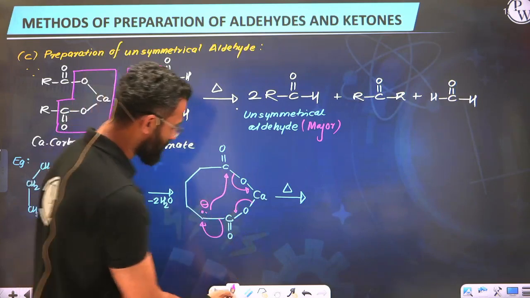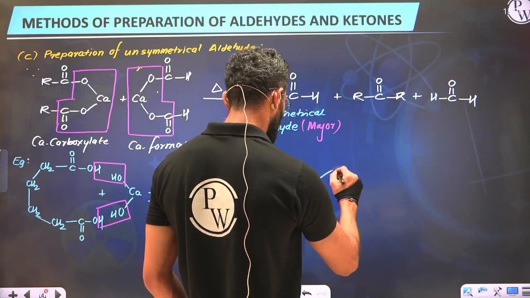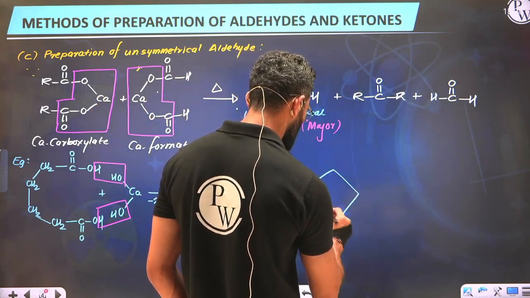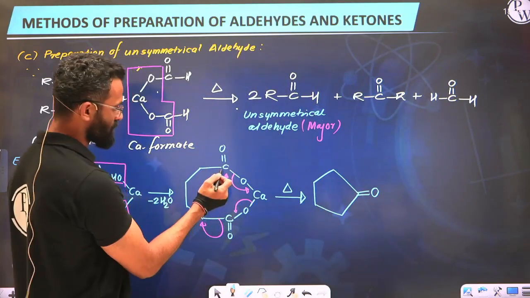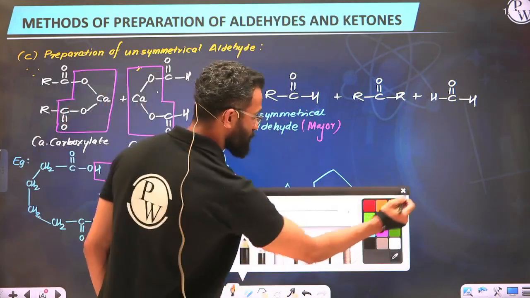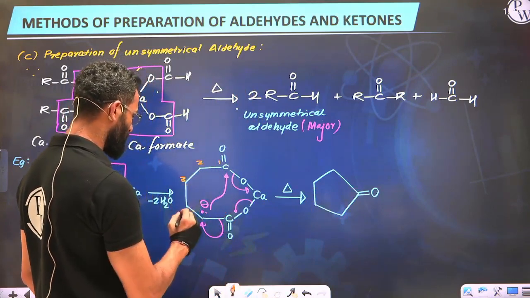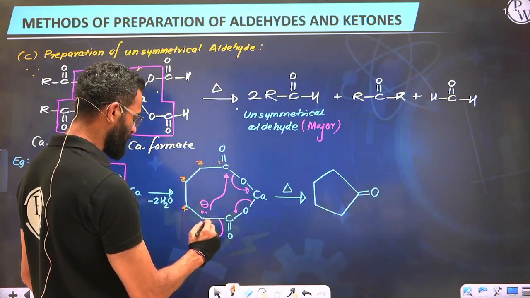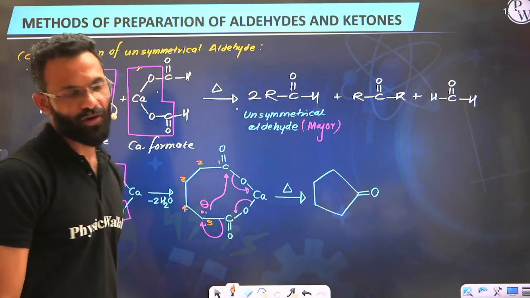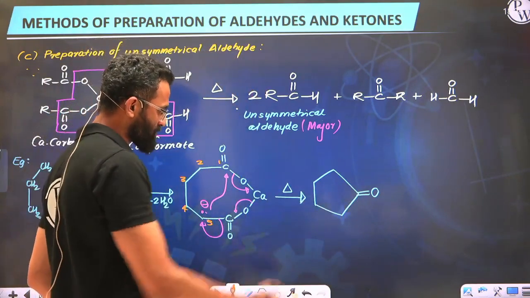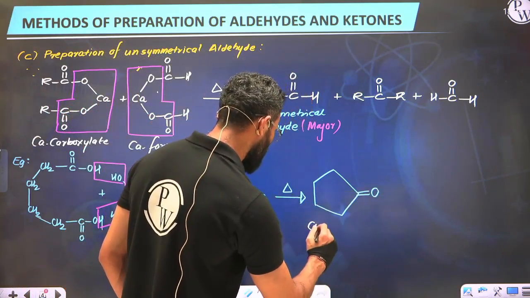Cyclic structure of 5 carbon, which means straight away we can put it this way. This was your first carbon, let's say. So if you just number for understanding 1, 2, 3, 4 and 5, you see fifth carbon attacked at first. You'll be getting cyclic ketone of 5 carbons. So this product is nothing but cyclopentanone.